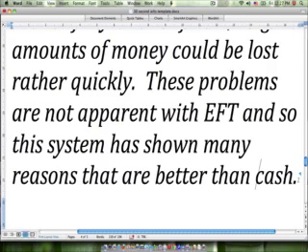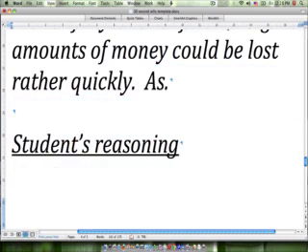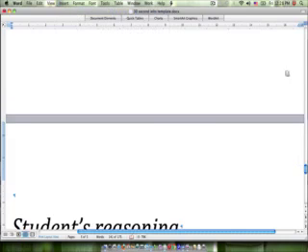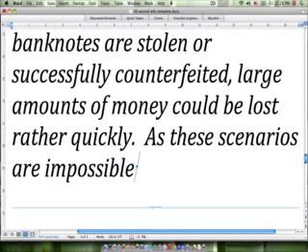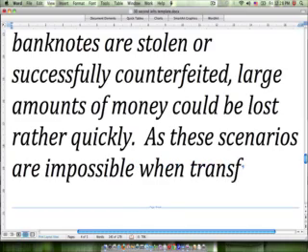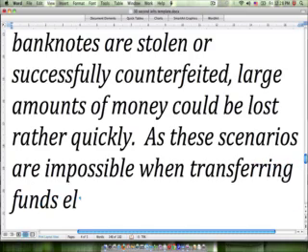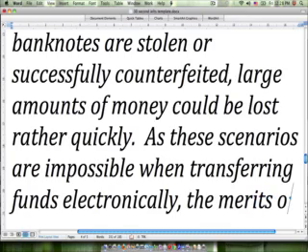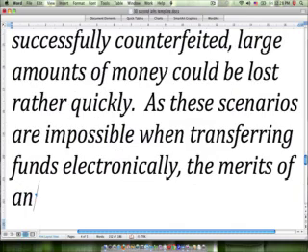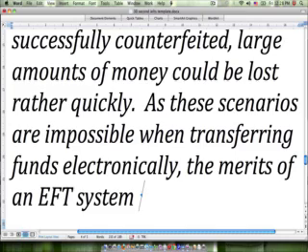So let's try to word this again. I'm going actually to take, the beginning's okay, but let's try to change this a bit. Now maybe we can say something like, as these scenarios are impossible. Now when I say these scenarios, I'm talking about stolen money or counterfeited money. So as these scenarios are impossible when transferring money, transferring funds electronically, then let's link back to our thesis, the merits of, and I think the essay question uses the acronym EFT, so we will use it here. EFT system can be seen.